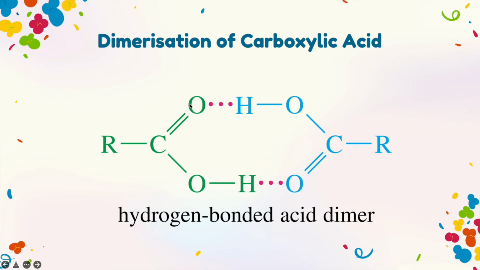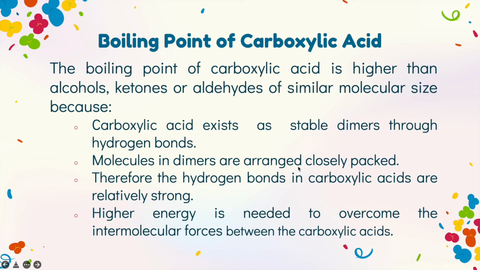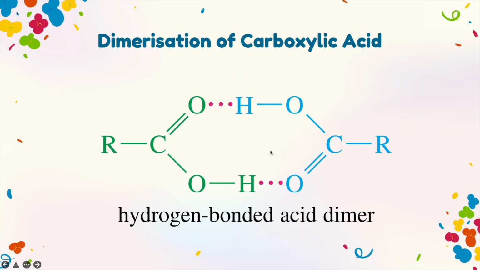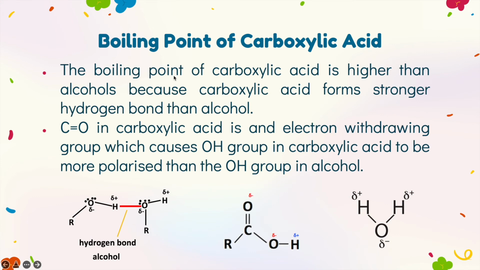So when it is arranged in proper manner, it can be closely packed together. But not in alcohol. Only in carboxylic acid is the arrangement like this. This proper arrangement causes the molecules to be closely packed. When it's arranged like that, the hydrogen bonds in carboxylic acid are stronger than in alcohol. So this is the dimerization of carboxylic acid. The boiling point of carboxylic acid is higher than alcohol because carboxylic acid forms stronger hydrogen bonds.